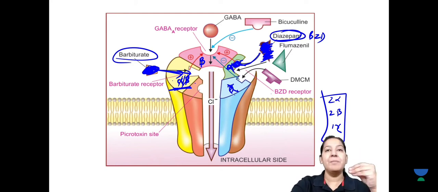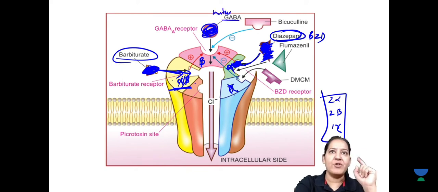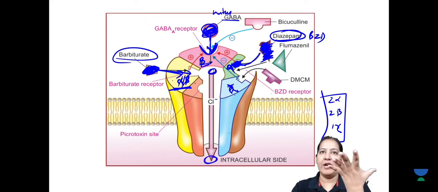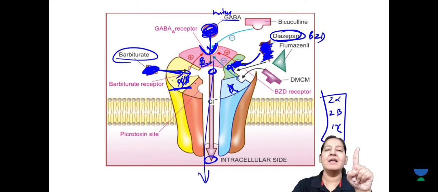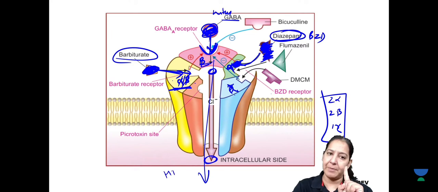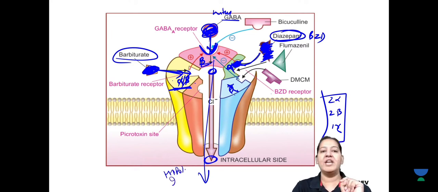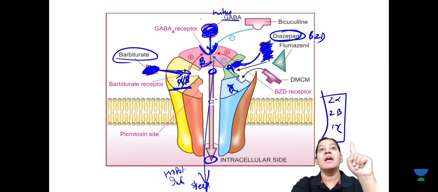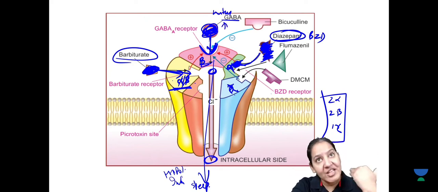It will increase the activity of natural GABA. This is natural GABA. Normally this natural GABA comes and binds here on the receptor and increases the chloride opening, so that chloride comes inside. Once the chloride comes inside, there is hyperpolarization and it leads to inhibition. And inhibition leads to sleep. This happens normally. So diazepam, the benzodiazepine, increases the affinity of the natural GABA.